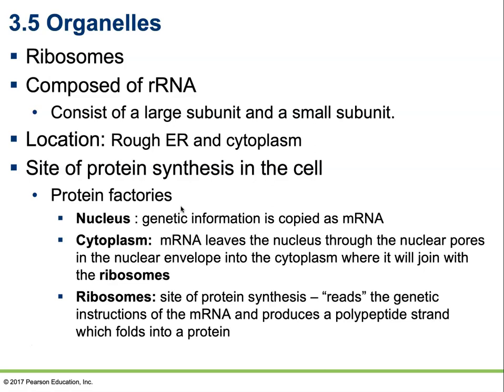This, of course, happens at the ribosomes. The ribosomes are going to be the site of protein synthesis. They're going to read the genetic instructions from the mRNA. They're going to then produce a polypeptide strand. That polypeptide strand is then going to fold into a protein with the aid of chaperone proteins. They're going to help assist in the folding of that correct three-dimensional structure.